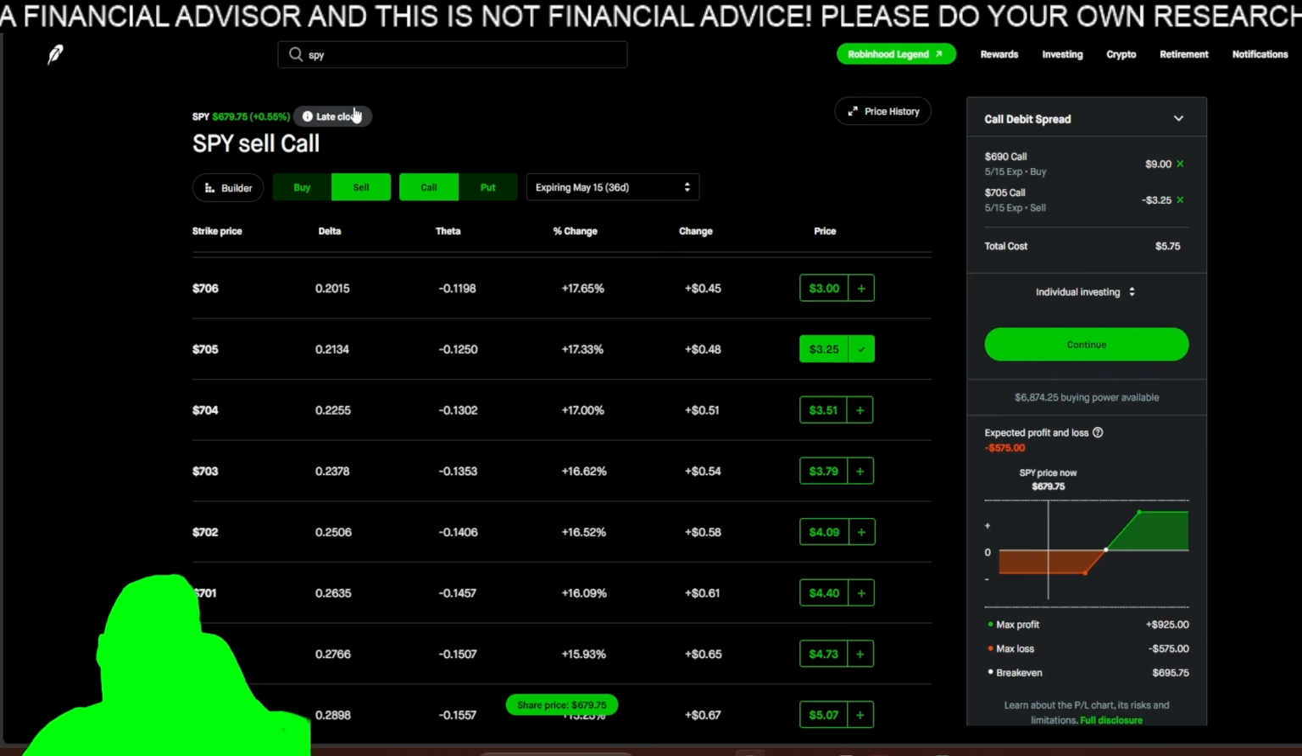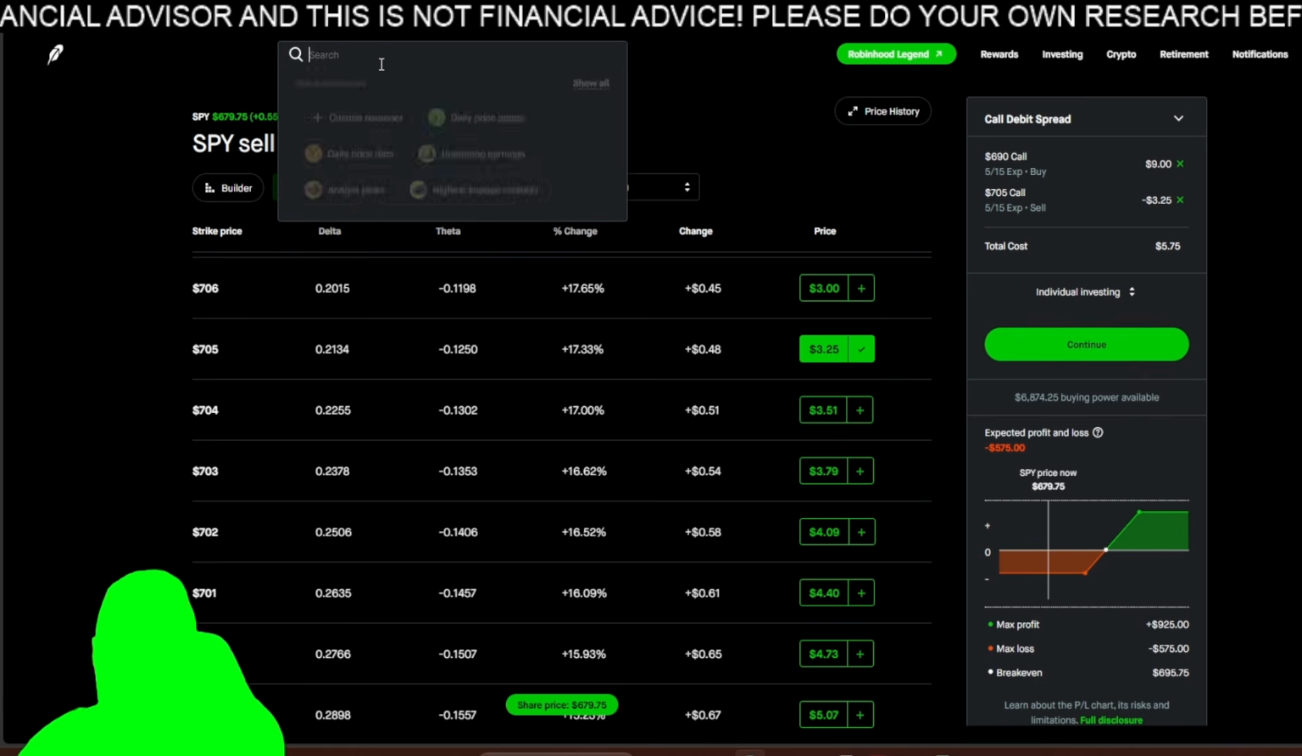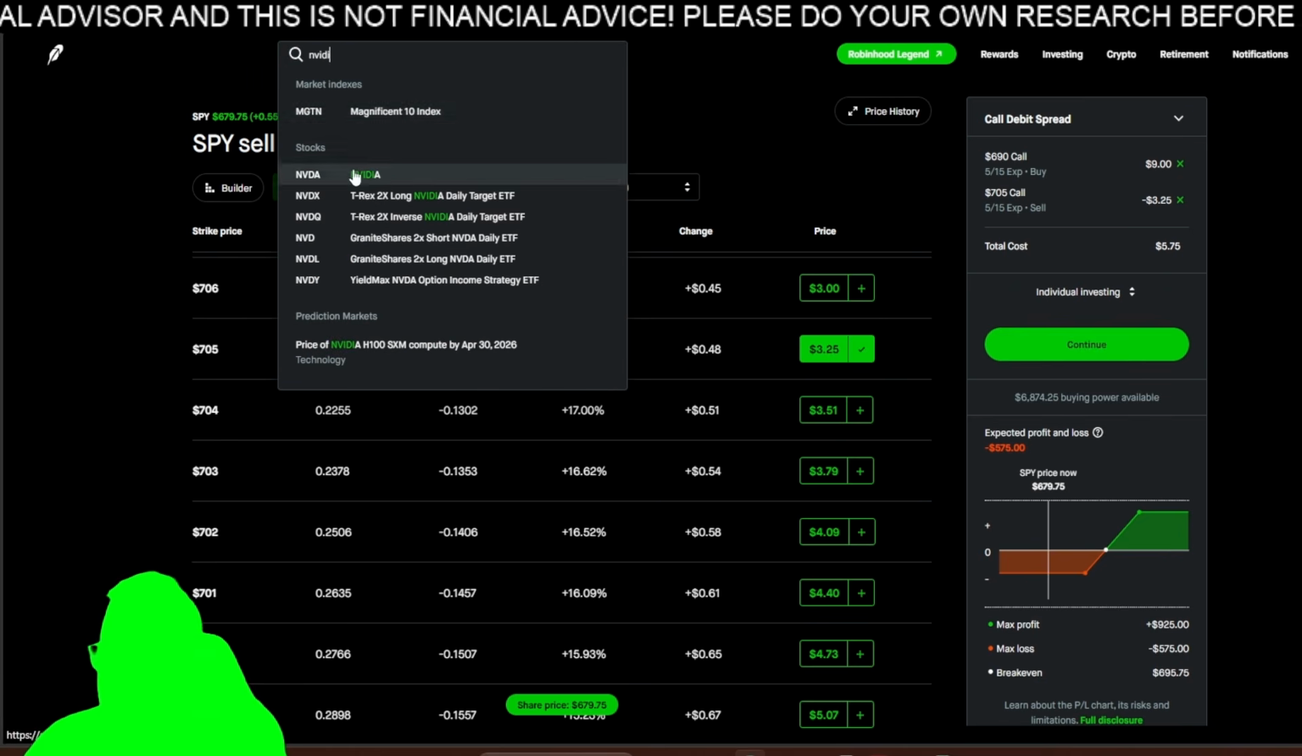You can do credit spreads. You can do debit spreads. They are advanced level trading strategies. You can do the same thing with NVIDIA, for example.